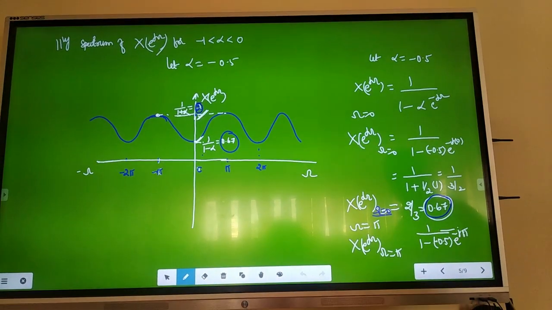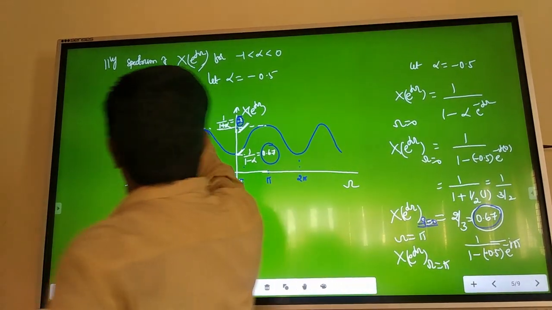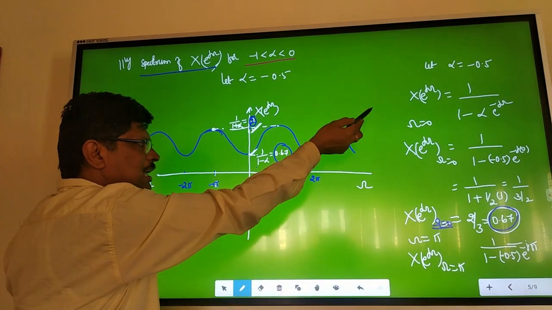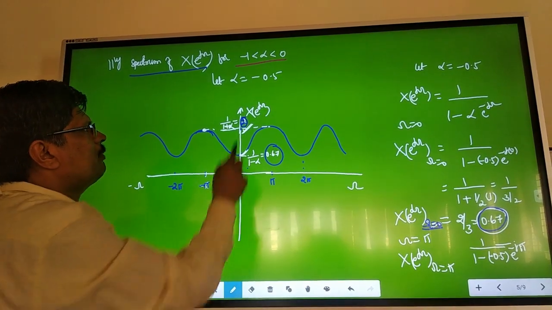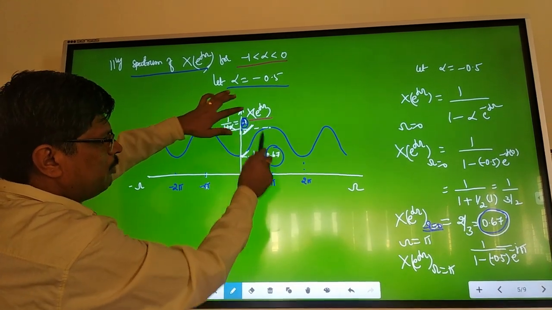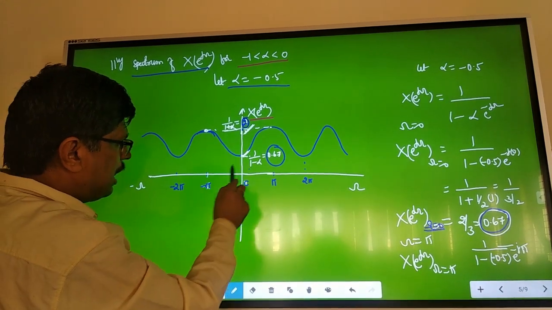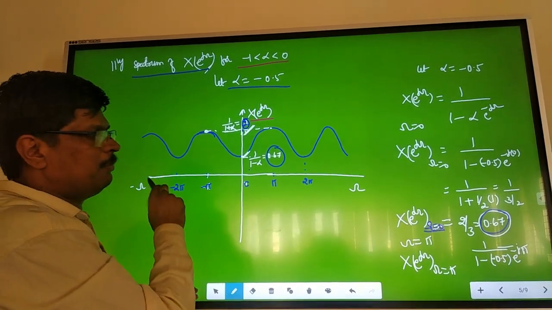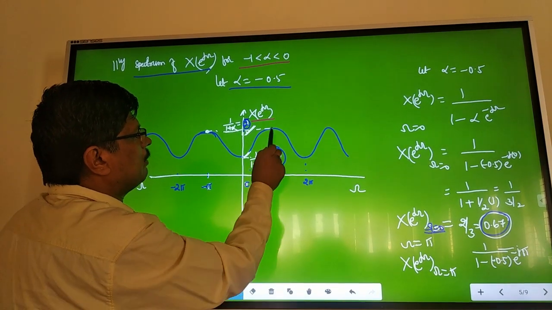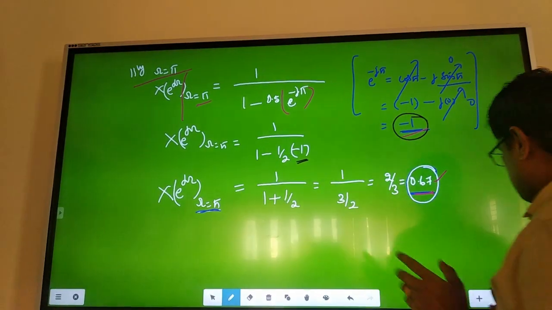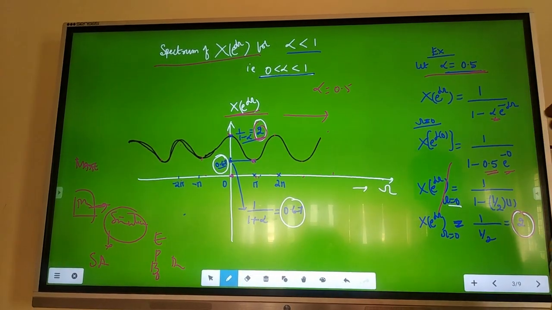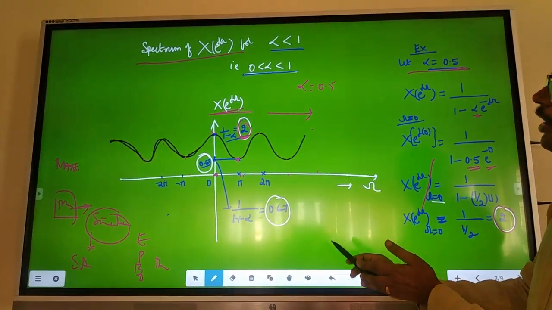Now go for a negative side alpha. Let me similarly draw the spectrum X of e power j omega for the negative side, alpha less than 0 and greater than minus 1. Let me say minus 0.5 as an alpha value. Then if you draw the spectrum X of e power j omega versus omega, you will get the same spectrum like this, exactly reverse of the previous. At 0 you will get the minimum value, at pi you will get the maximum value. See this, for example, here at 0 you will get the maximum value, at pi you will get the minimum value. That is the spectrum for a positive value of alpha.